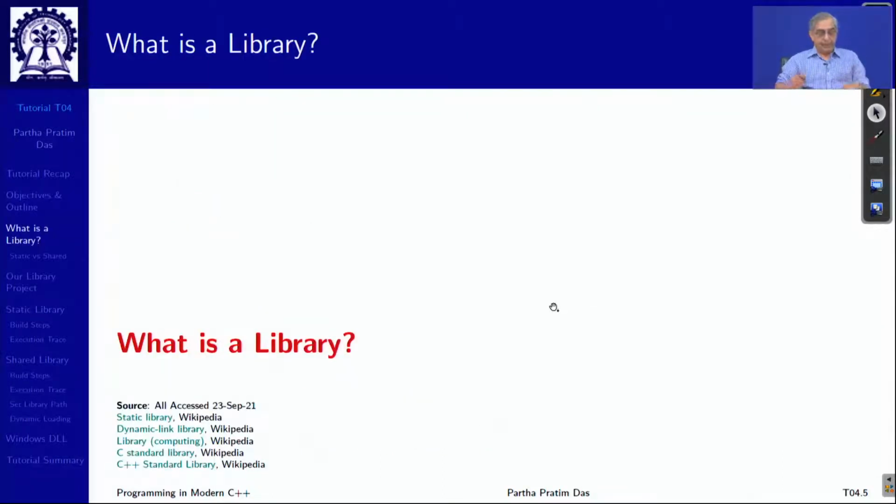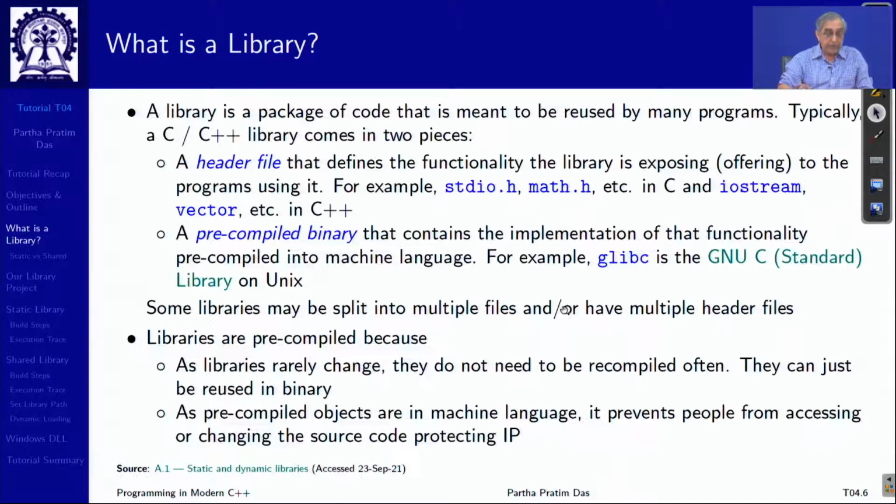So, what is a library? A library is a package of code that is meant for reuse by many programs. Naturally, a header is meant for reuse by multiple translation units within the same project or the same program, but libraries are a package of code which I want to use across multiple projects, right.